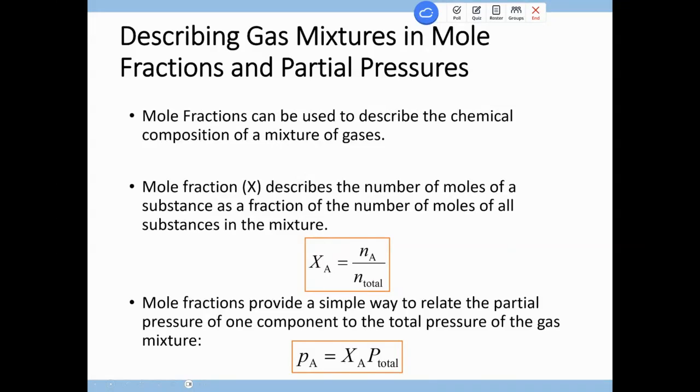And we can use mole fractions to relate the partial pressure of a component to the total pressure. So if you have the total pressure of a mixture, multiply it by the mole fraction of one of the gases, that will give you the partial pressure of that gas.